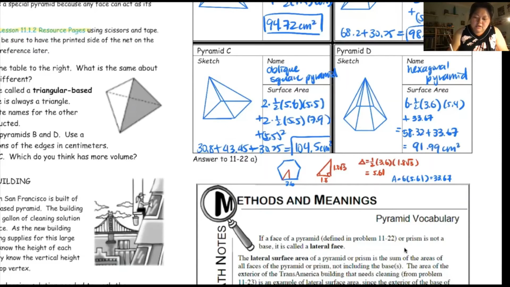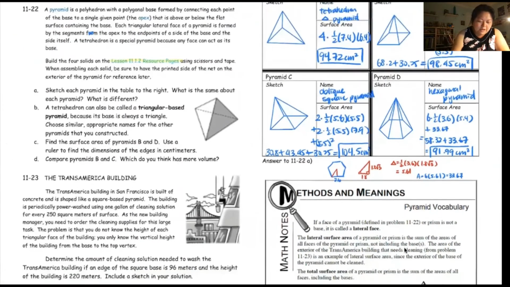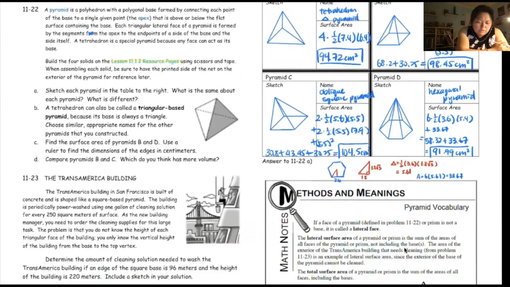I get 91.99 square centimeters for my hexagonal pyramid. Okay, all right, that's a lot of calculation. Well, the calculator did most of the work for us. Okay, so use a ruler. We already did that. So we're on the last one.